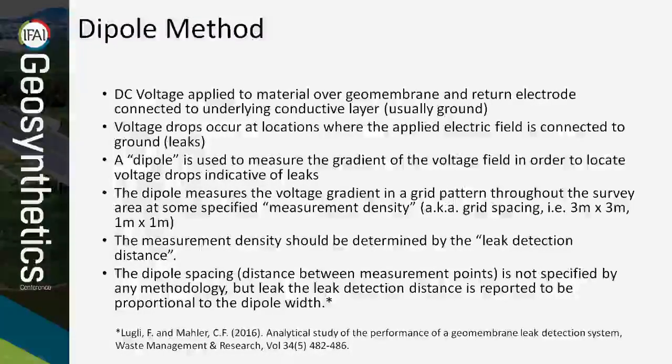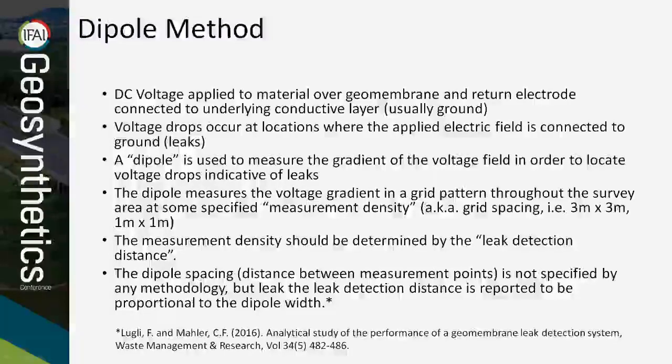The voltage measurements are taken in a grid pattern throughout the survey area, which is referred to as the measurement density, but measurement density would be more like 1 data point per meter square, which is not really appropriate or descriptive enough for the dipole method. So you're mostly going to hear me say grid spacing. So an example of grid spacing would be 3 meters by 3 meters or 1 meter by 1 meter. So for example, 1 meter by 1 meter would be you're taking data points every meter along a line, and each line is spaced 1 meter apart. The measurement density should be determined by the leak detection distance.